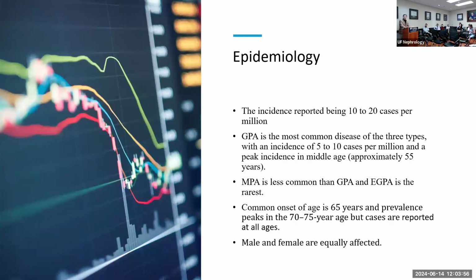Epidemiology. It is a rare disease, with a reported incidence between 10 to 20 cases per million. GPA is the most common out of the three, about 5 to 10 cases per million. MPA is less common than GPA, and EGPA is the least common. The common age of onset is 65, but cases are reported at all ages.